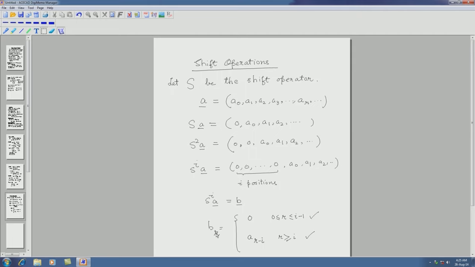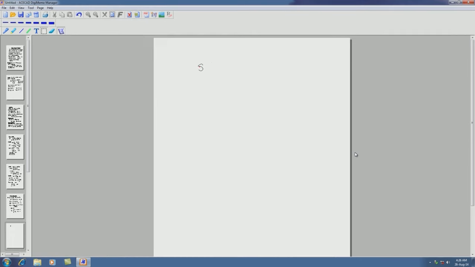So, we could also call it a right shift operation. In the same manner, we can define a left shift operation, which we will be writing in this way. We take S and then we write S inverse. So, this S inverse does something just opposite to S.